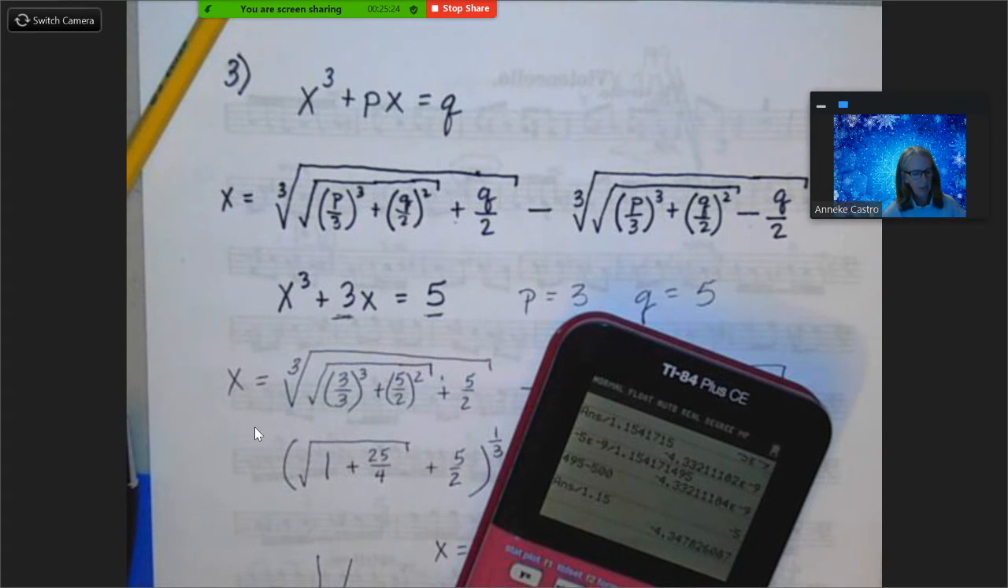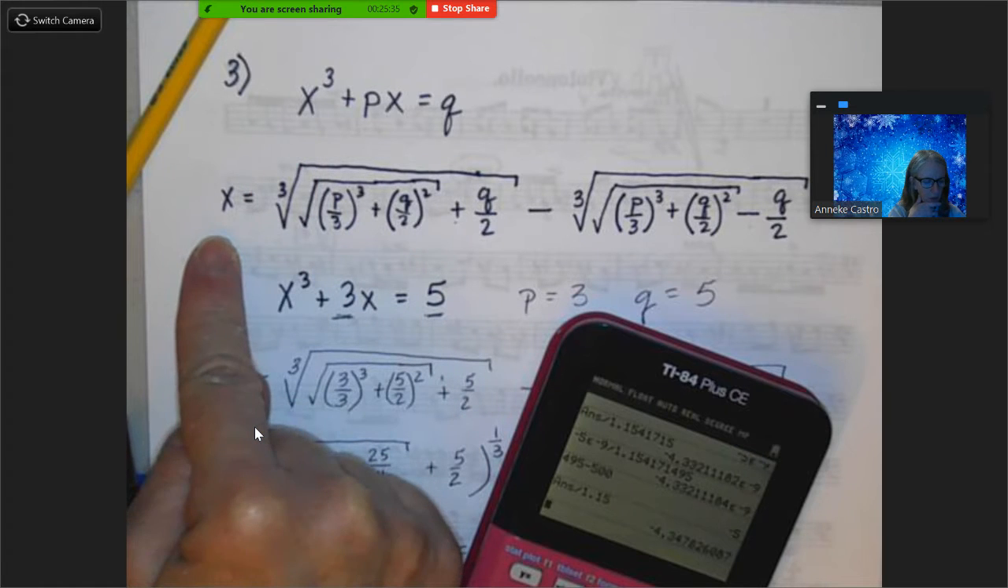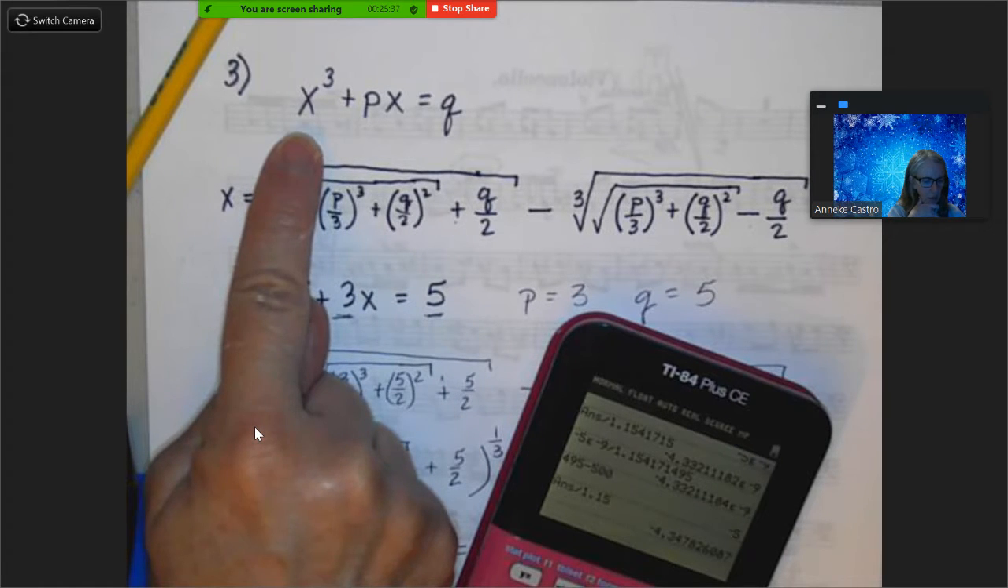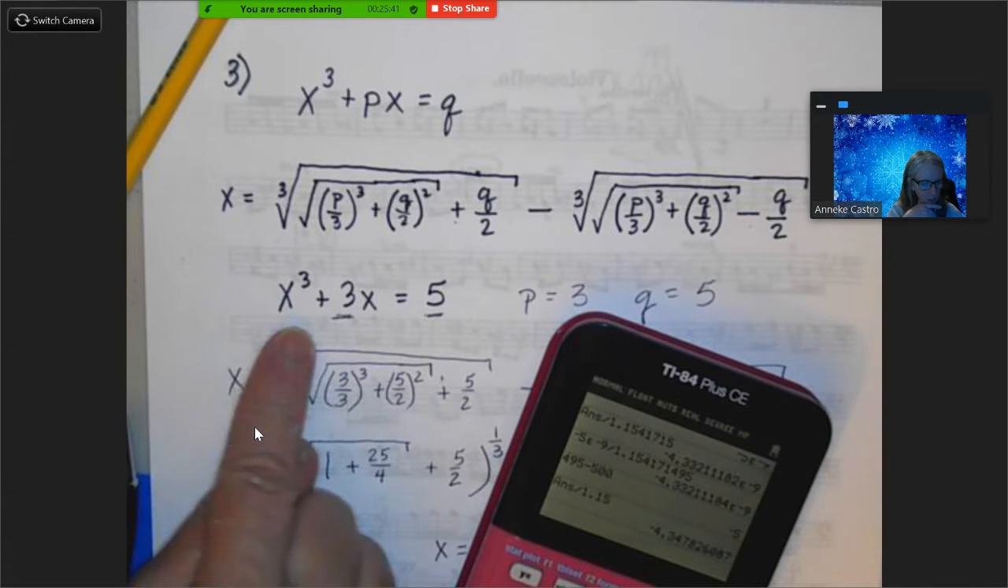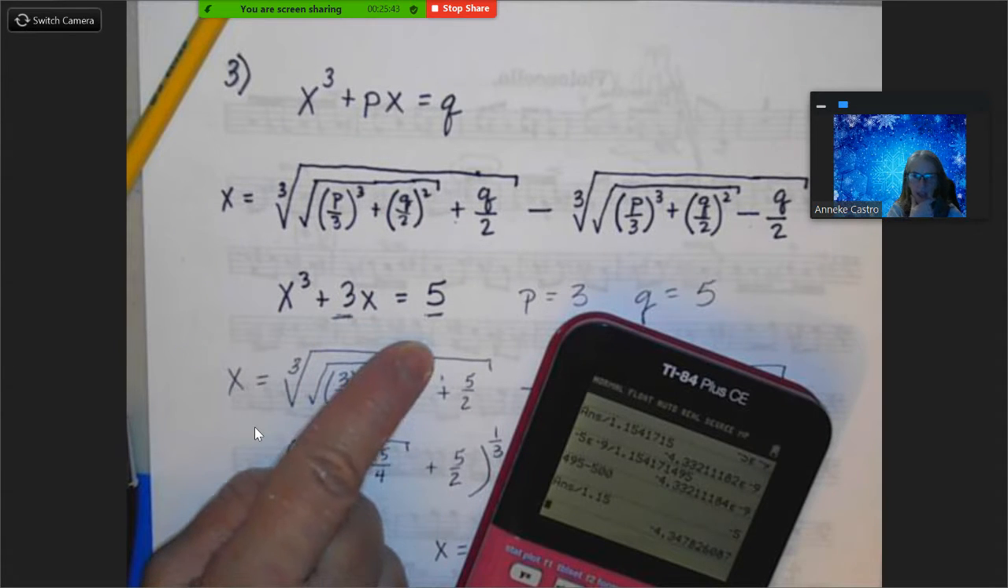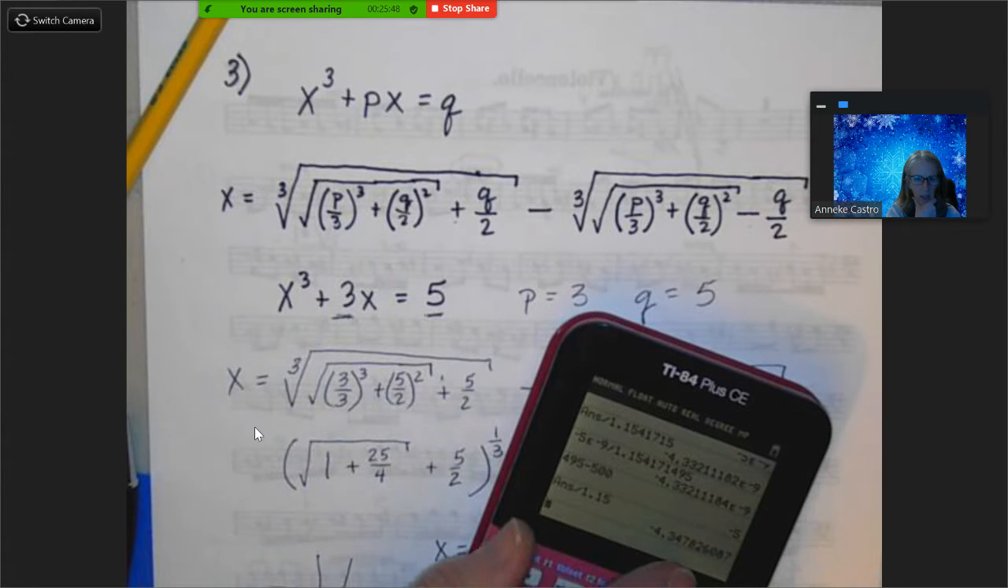Okay, Cappuccino, I was asked to go over some problems from the Chapter 1 review section. So starting with problem number 3, they give you a formula for solving an equation in the form x cubed plus px equals q. And then they give you a problem, x cubed plus 3x equals 5. And they ask you to solve it using the formula and also using technology.